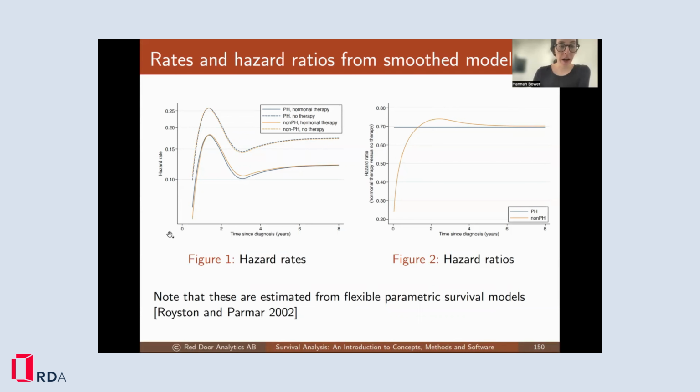So when we look on the hazard scale, you can see that they look quite similar actually on this scale. But then if we calculate the hazard ratio across time since diagnosis, you can see this assumption very clearly: when we make the proportional hazards assumption, we have a hazard ratio that's constant across the time scale. And then under non-proportional hazards, we see that we have a hazard ratio that is steadily increasing, goes over the 0.7 estimate, and then it starts to decrease until it becomes almost the same value as from the proportional hazards model.